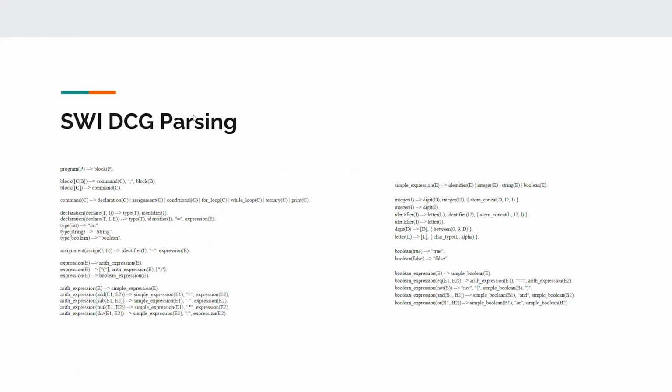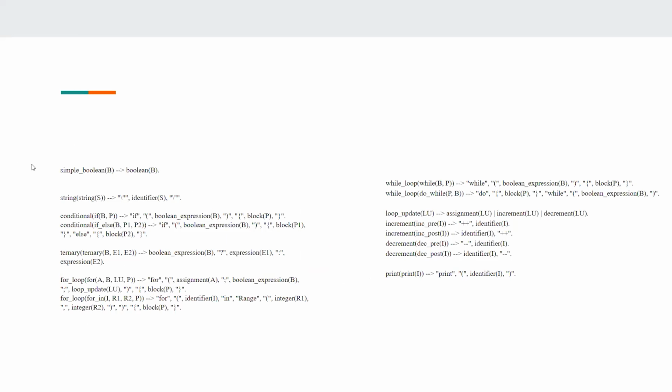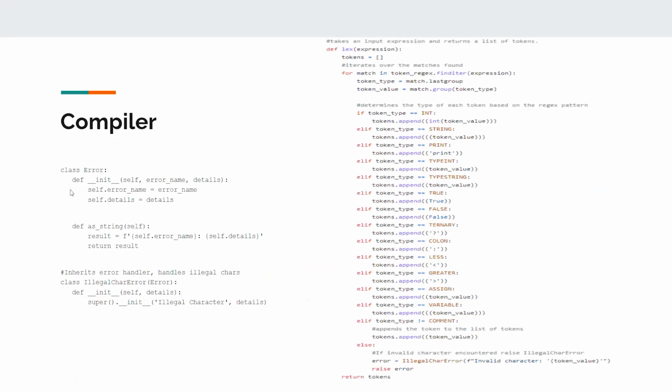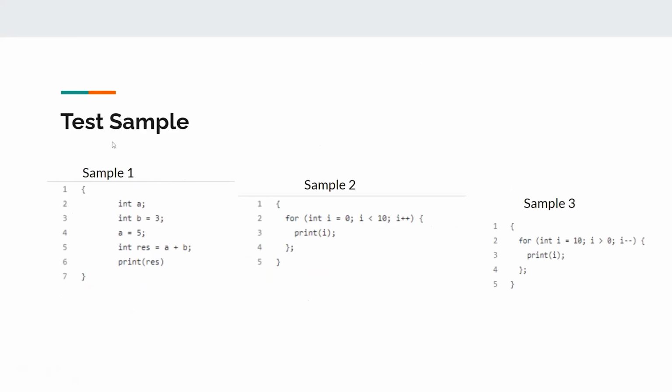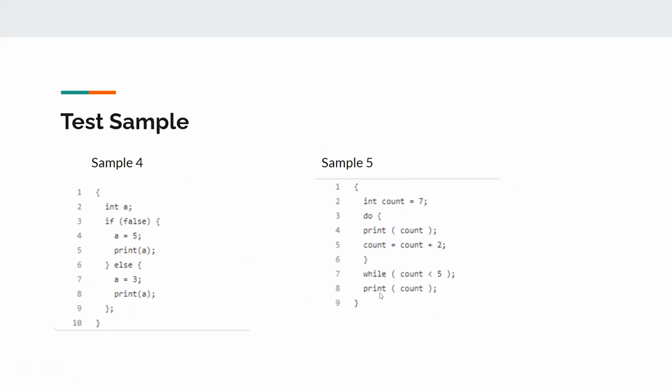And here is the SWDCG parsing, which extends the program and tries to run it and test it. And here are some screenshots of our compiler, which our other teammates will mention in their videos. And here are the 5 test samples we use.